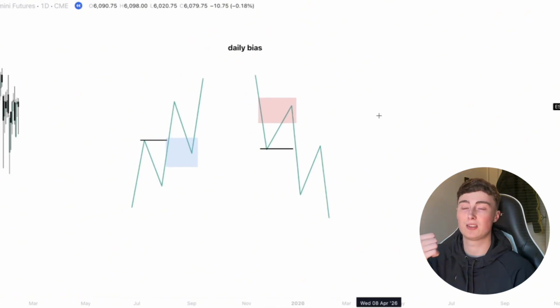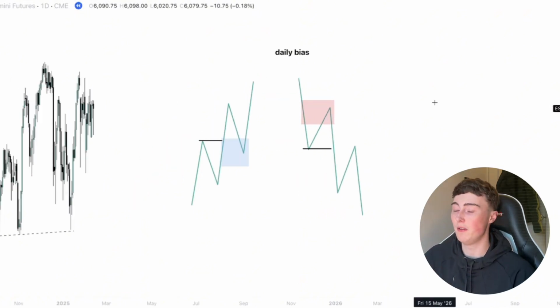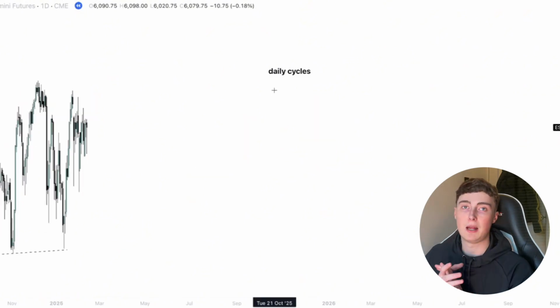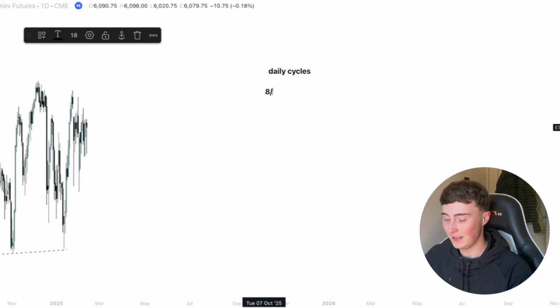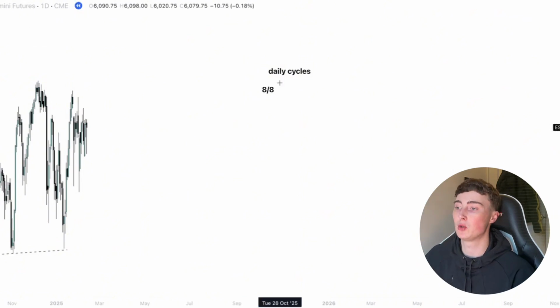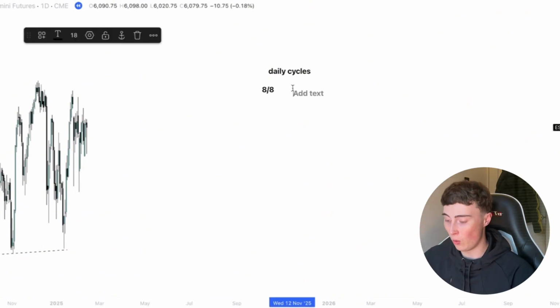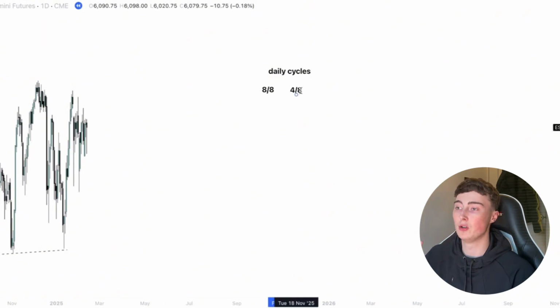Identify internal or external range liquidity, make sure the 4-hour or the 1-hour is in line, and then just trade in the direction of that internal or external range liquidity. Very, very simple. Now let's get into step 2, which is the daily cycles. Now usually when I'm trading on a regular day, I have the choice between 8 daily cycles. Okay, that's spread out between London session, New York session, and AM session. Now when it comes to New York, I have 4 daily cycles. So 4 out of the 8 daily cycles are for New York session.